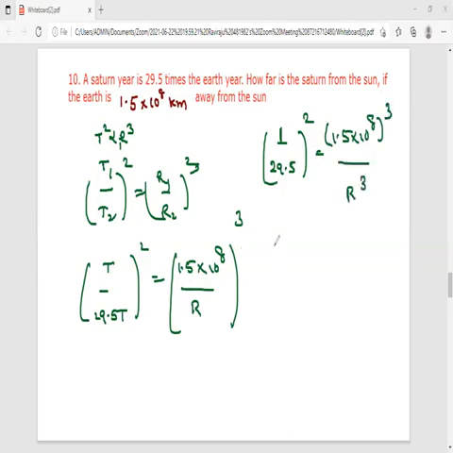And finally, you have to calculate the value for R only. So R cube is equal to 1.5 whole cube, na? 1.5 into 1.5 is 2.25 into 1.5 into 10 power 24. But into this also will come here 29.5 whole square only. We just try to solve it later. Just we will finally get the answer nearly.